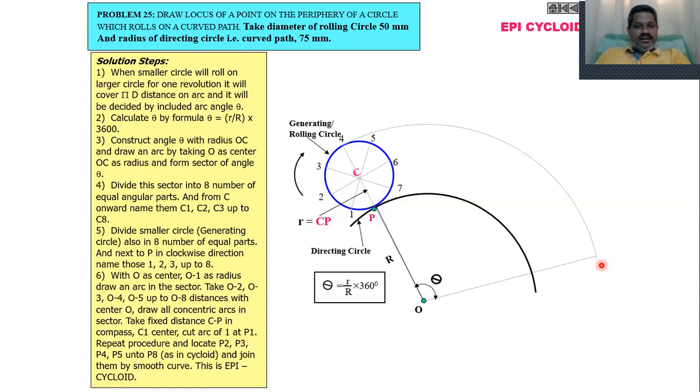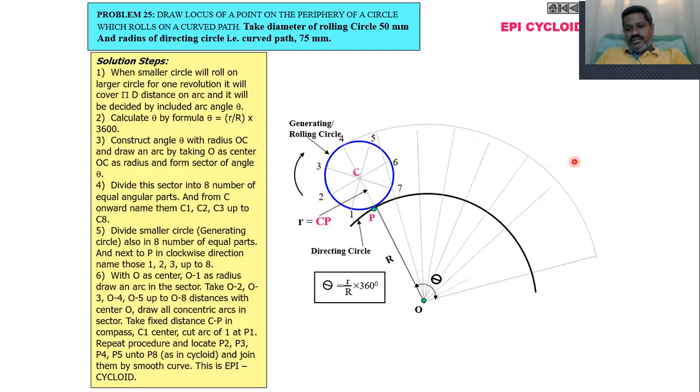Then draw the concentric arcs. Before that, divide this sector, angle sector, into equal number of divisions that were divided in the case of the generating circle. In the case of generating circle, we divided it into 8 equal divisions, and those 8 equal divisions need to be divided in the case of this sector also. Now divide this sector into 8 equal divisions like this.